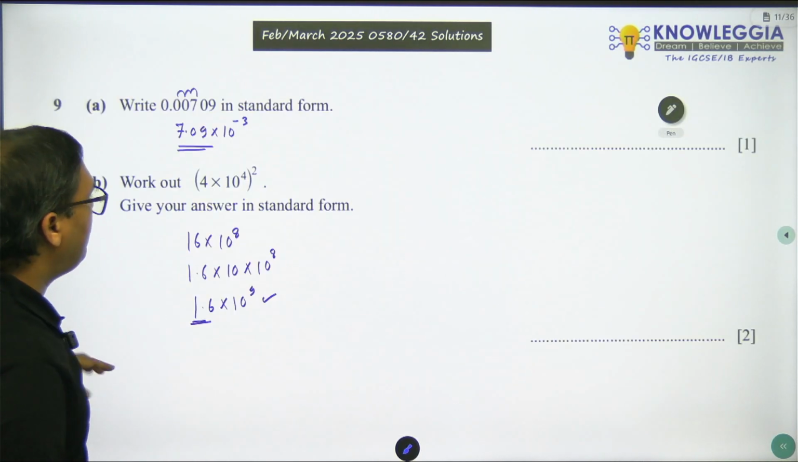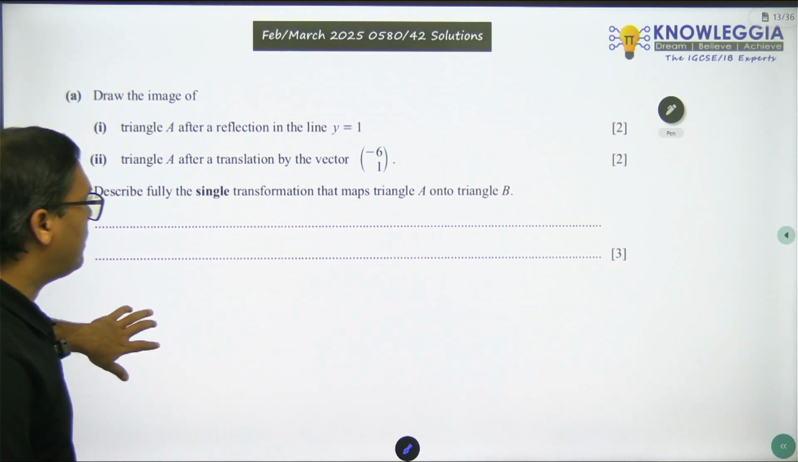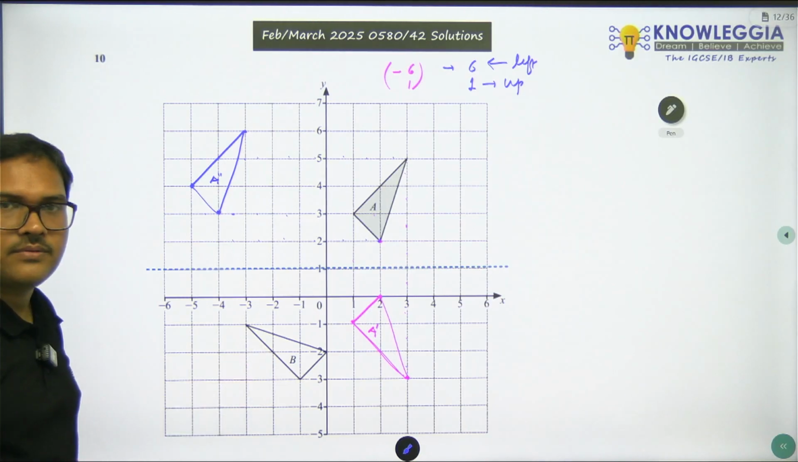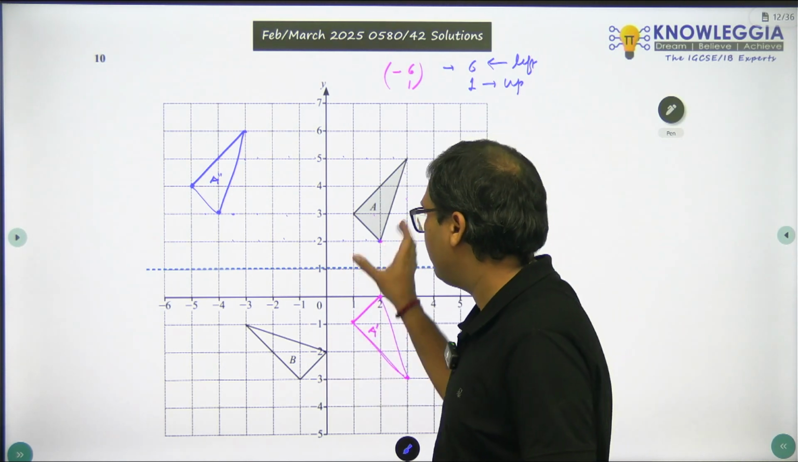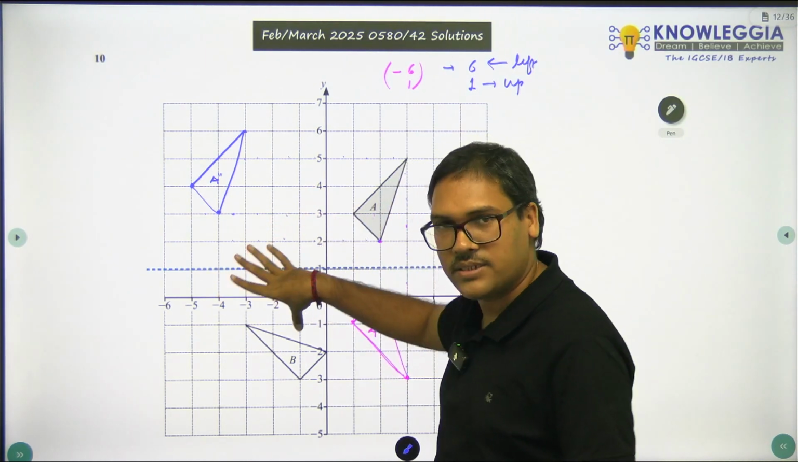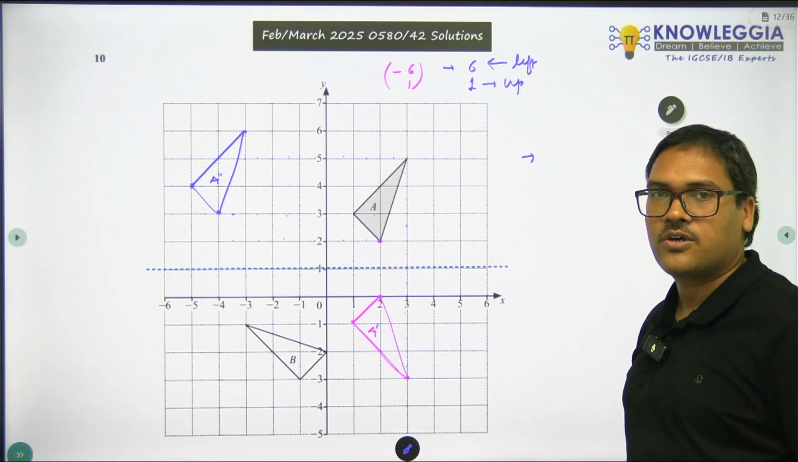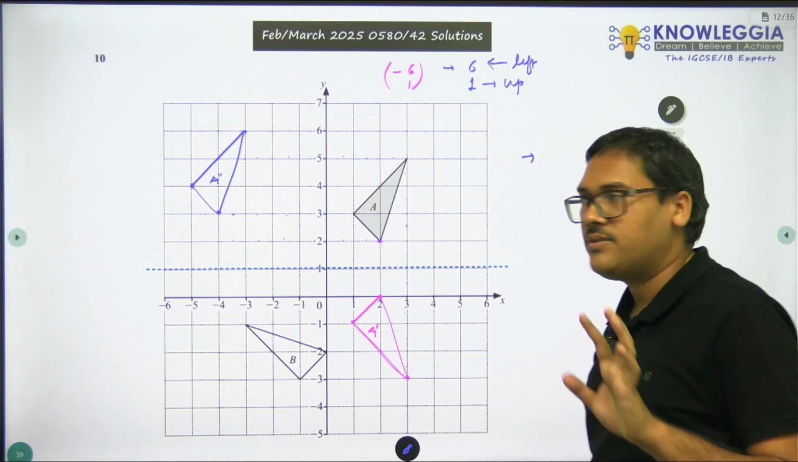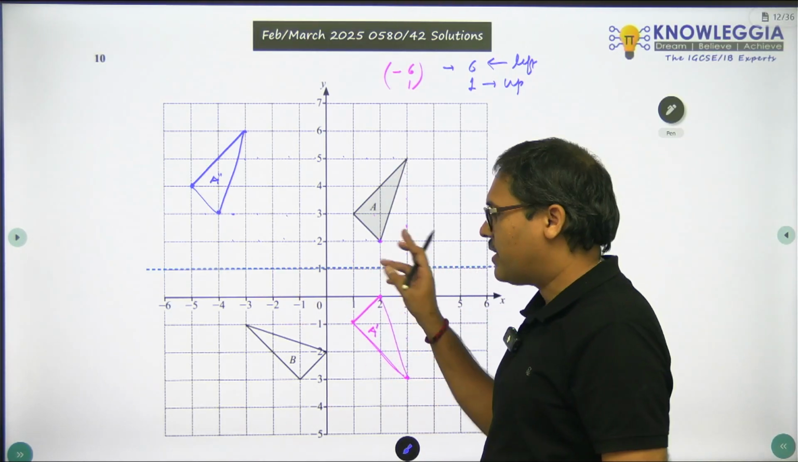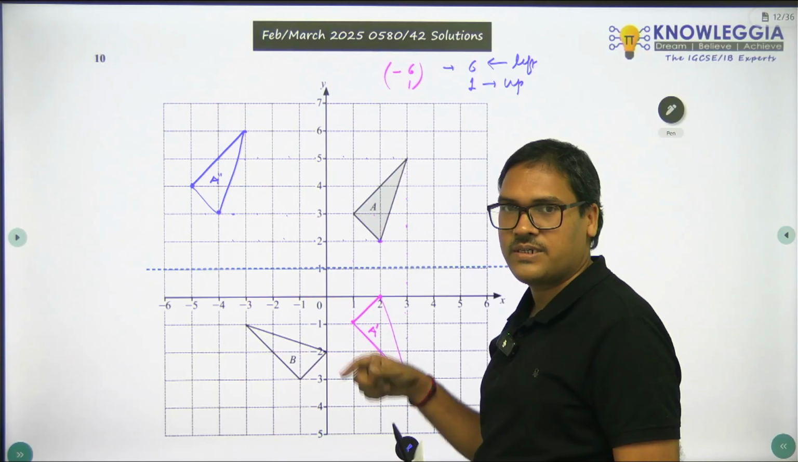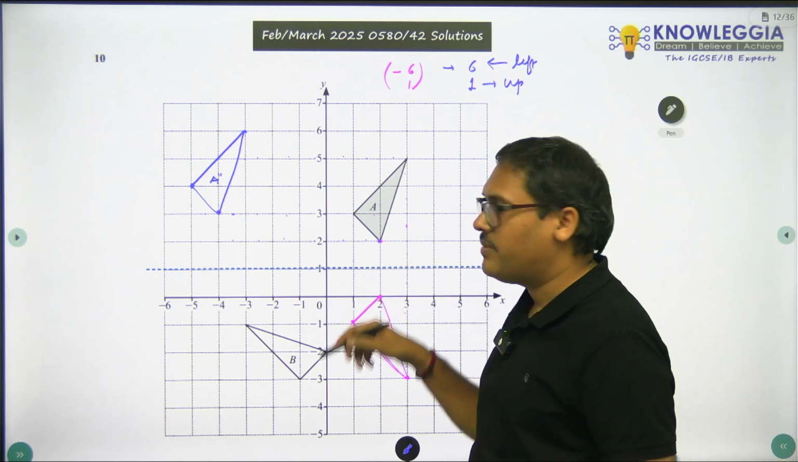Reflection and translation. Now, the next point is describe fully the single transformation that maps A onto B. Okay. So here A has to map onto B. So what is the transformation you see? Okay. So you can clearly see this diagram and this diagram. This is just a rotation like this. So it will be a rotation, right? Now, when you have to write the rotation, you have to write the center of rotation and the angle of rotation, clockwise or anti-clockwise. For that, the best way is to use the tracing paper. So just put the tracing paper and try to see which figure matches. Okay, but you can clearly see here that this is a rotation in anti-clockwise direction. You can see this side has become like this. So this will be anti-clockwise direction, and it will be a 90-degree rotation.